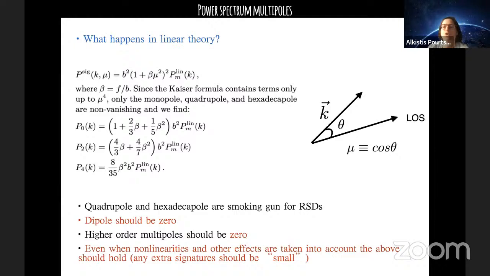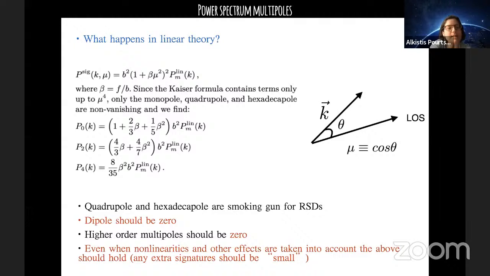So the signal to noise is not enough, so they don't use them. The monopole, quadrupole, and hexadecapole contain basically all of the cosmological information. So you can just do with them. Now, it's very instructive to see that in linear theory, you get an analytic expression in terms of this beta, that is basically the growth over the bias.